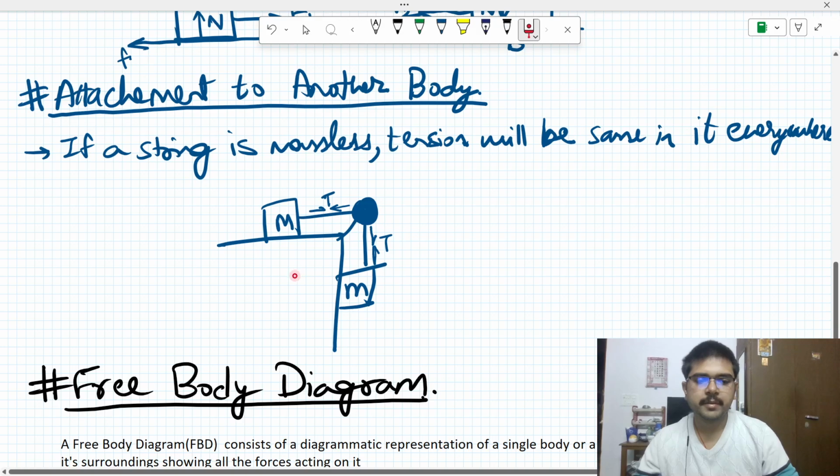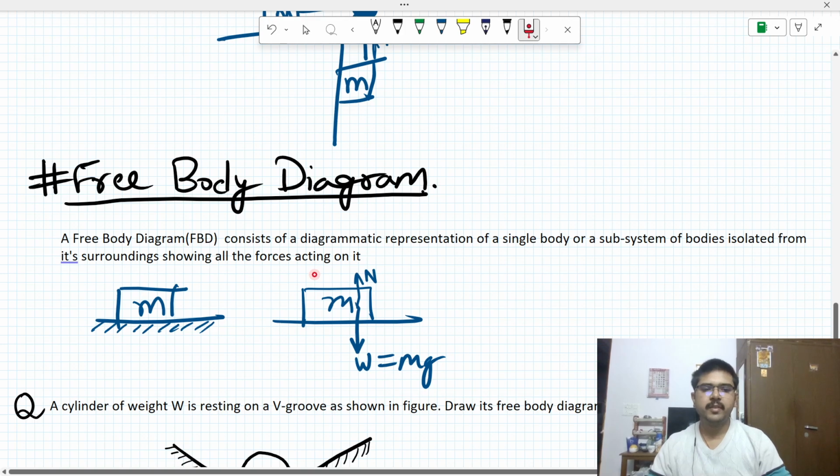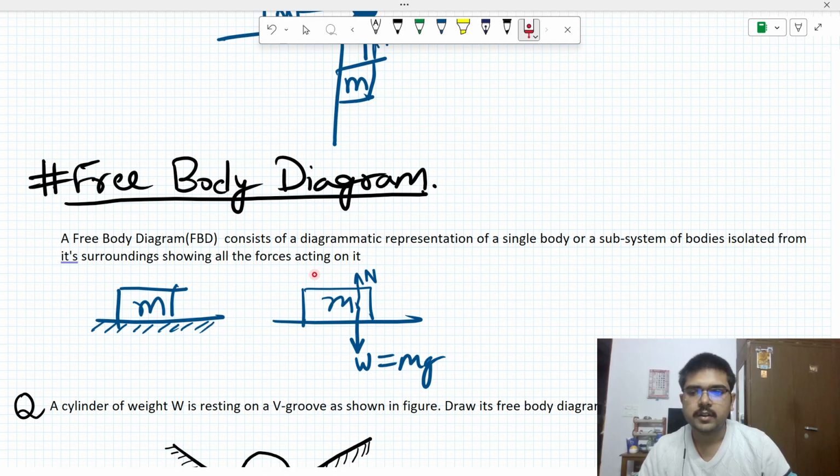And the next topic that we are going through is free body diagram. A free body diagram, FBD, consists of a diagrammatic representation of a single body or a subsystem of bodies isolated from its surroundings, showing all the forces acting on it.